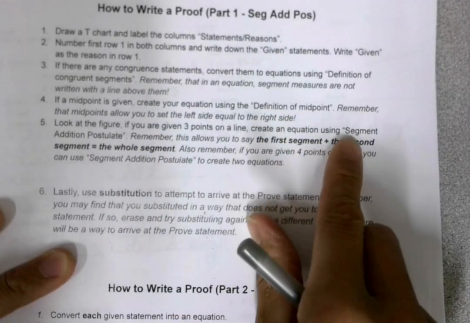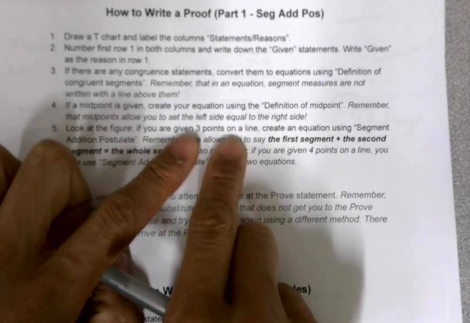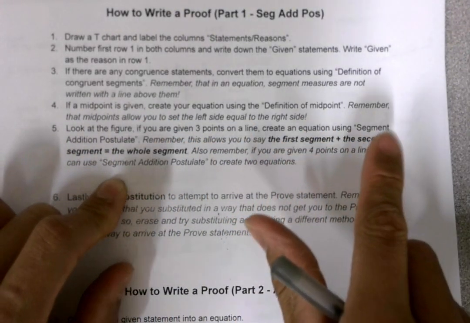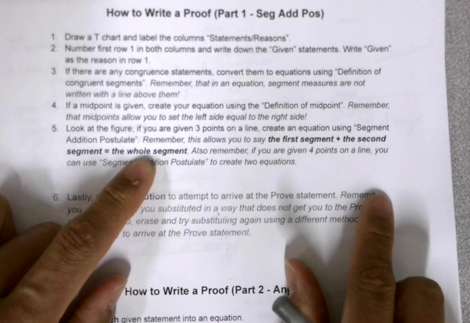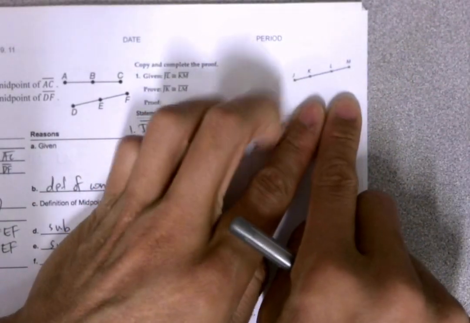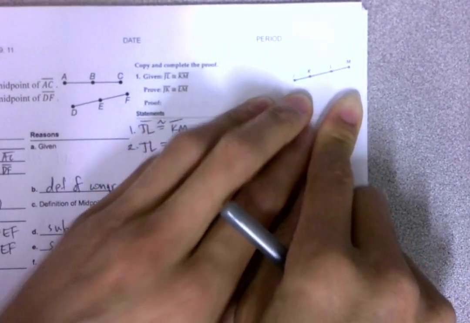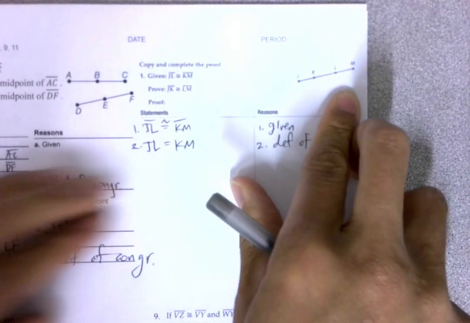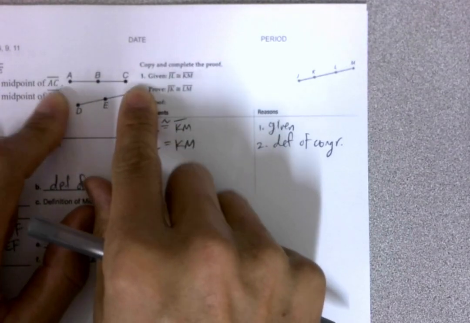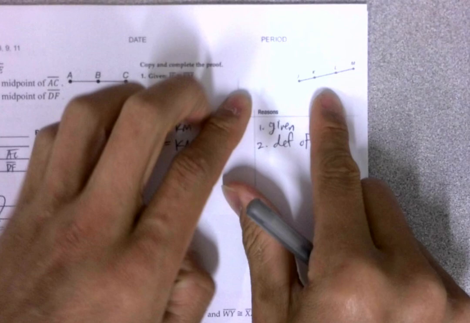Next, we look at the figure and ask, are we given 3 points on a line? Because if we're given 3 points on a line, we use seg-add-pos to create an equation: first part of the segment plus second part of the segment equals the whole segment. So we look at our figure. Are we given 3 points on a line? Yes, not only are we given 3 points on a line, but we're given 4 points on a line. So how do we deal with 4 points on a line? If we're given 3 points on a line, it's AB plus BC equals AC, the whole thing. First part plus the second part equals the whole. Seg-add-pos.